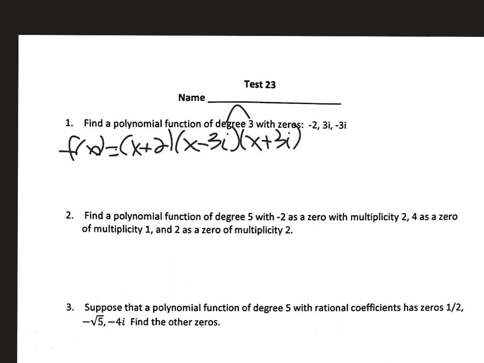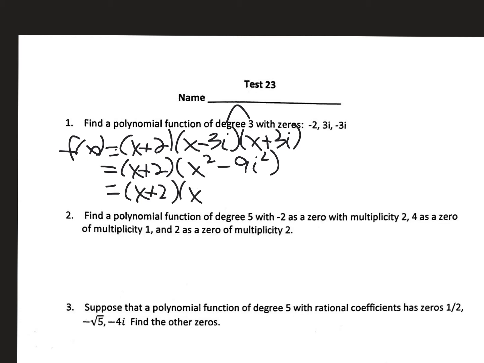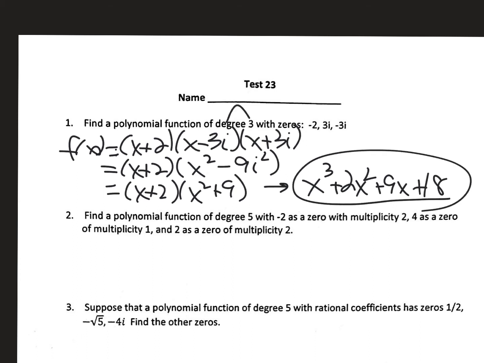Okay, now because these are conjugates, I'm going to multiply those first. I'm going to leave this x plus 2 alone for a second. And if we multiply conjugates, you do get x squared minus 9i squared, which is really x squared plus 9 because of the i squared. And I'm just going to do FOIL right there. And I'm going to get x cubed plus 2x squared plus 9x plus 18. I might have gone out of order right there just so I could get the degrees lined up, the exponents lined up in the right way.